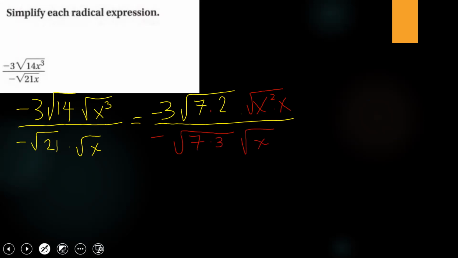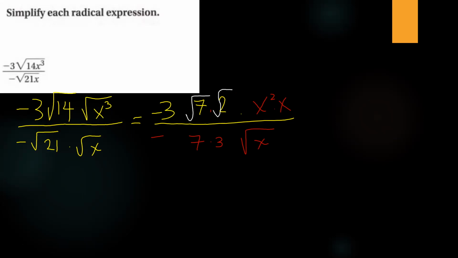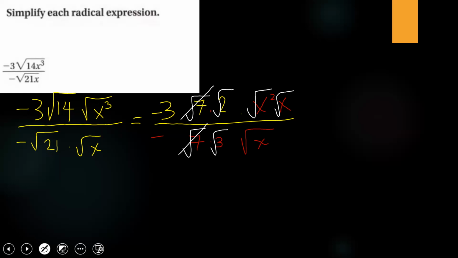Then let's distribute the square root on each number, like square root of 7 times square root of 2 times square root of x squared times square root of x, over square root of 7 times square root of 3. Can I cancel square root of 7 with the square root of 7? Yes. Can I cancel square root of x with the square root of x? Yes. Bravo.